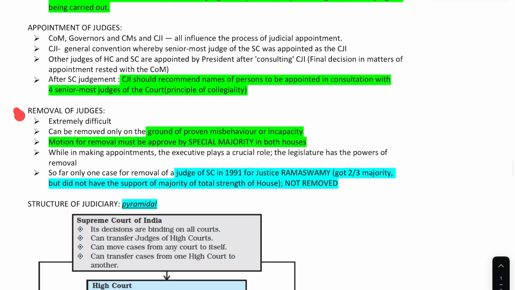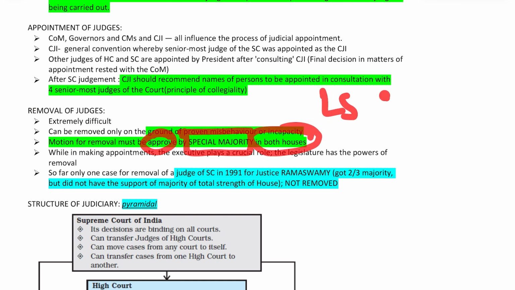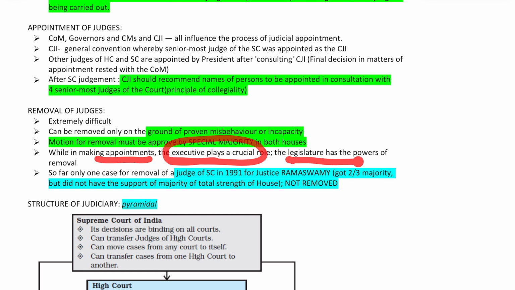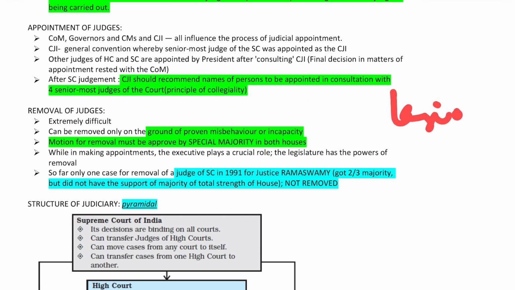So the removal of the judges is extremely difficult. Judges can be removed only on the grounds of proven misbehavior or incapacity. The motion for removal must be approved by a special majority in both the houses of Parliament. So both Lok Sabha and Rajya Sabha have an equal say in the process of removal of the judges. While in making appointments the executive plays a crucial role, the legislature has the power of removal. So appointments are done by the executive. The removals can be done by the legislature.